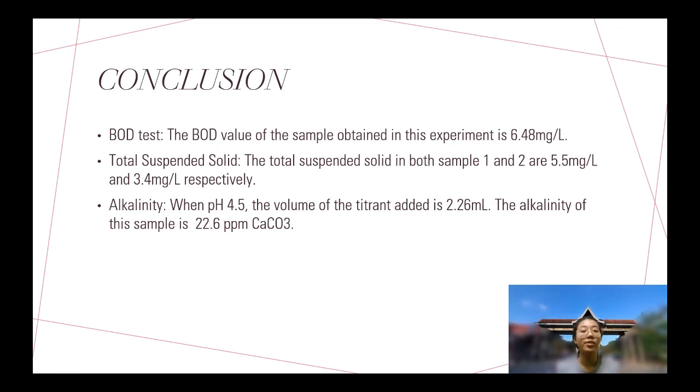Conclusion. BOD test: the BOD value of the sample obtained in this experiment is 6.48 mg per liter. Total suspended solid: the total suspended solid in sample 1 and 2 are 5.5 mg per liter and 3.4 mg per liter respectively. Alkalinity: when the pH is 4.5, the volume of the titrant added is 2.26 ml. The alkalinity of this sample is 22.6 ppm CaCO3.